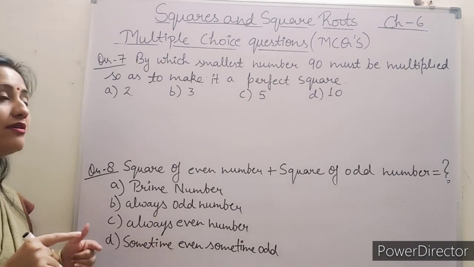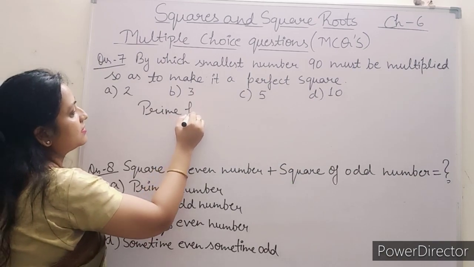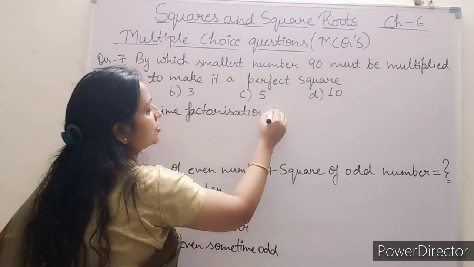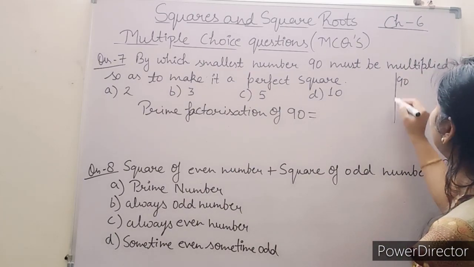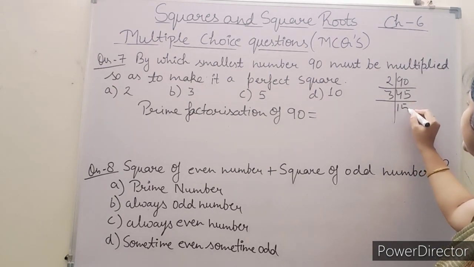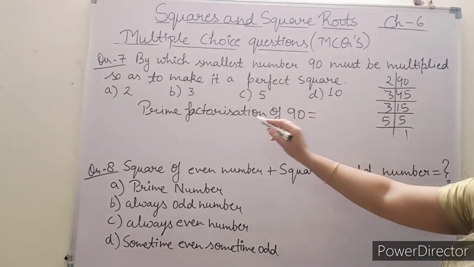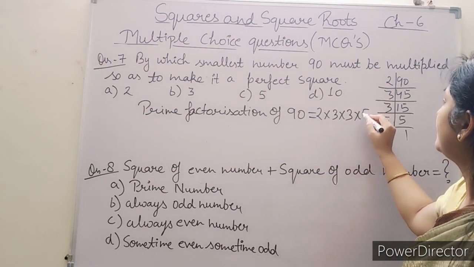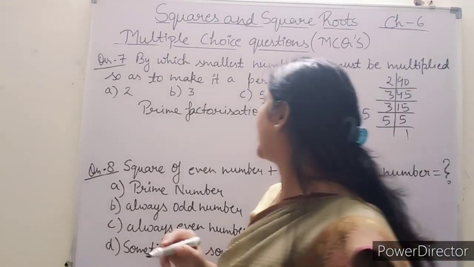So it means we have to find out the prime factorization of 90. The prime factorization of 90 is equal to: start with 90, start with 2, 45, then 3, 15, again 3, 5 and 5. So the prime factorization of 90 is equal to 2 into 3 into 3 into 5. So here 3 is a pair, 2 and 5 have no pair.